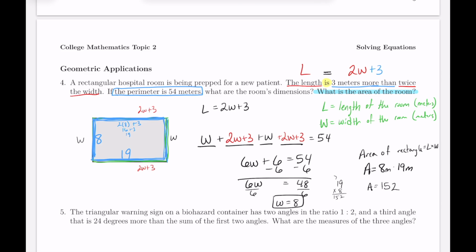One other thing of note is that I'm multiplying 8 meters times 19 meters, and that will get me 152 meters squared. What is the area of the room? 152 meters squared. I have answered the question. So that's my answer. All right.